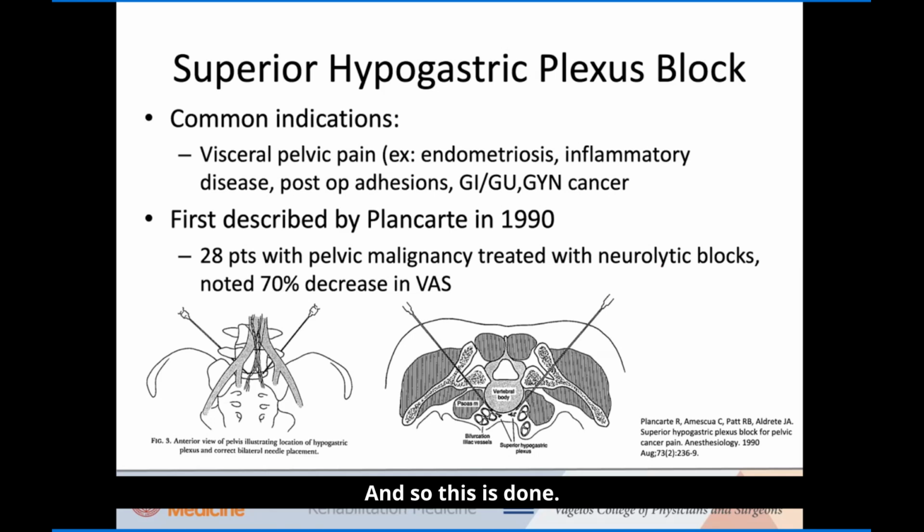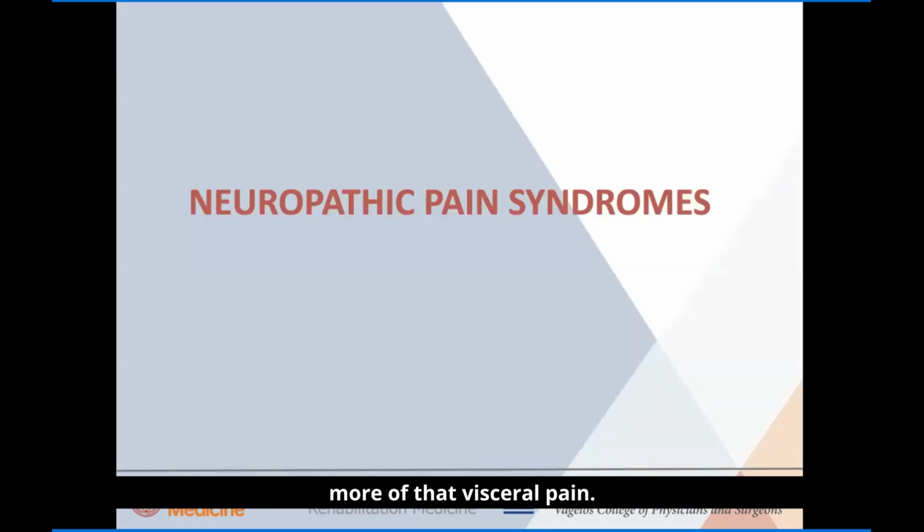And so this is done. Now you can see this is your L5 vertebral body, and the needle is directed here, anterior to that, where that plexus lives. And whether that's done with a neurolytic block or steroid, I hadn't seen anything for radiofrequency ablation for this, but that's another potential pain reliever. And again, for more of that visceral pain.